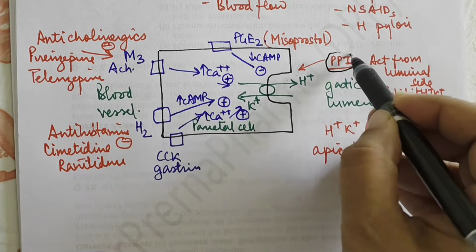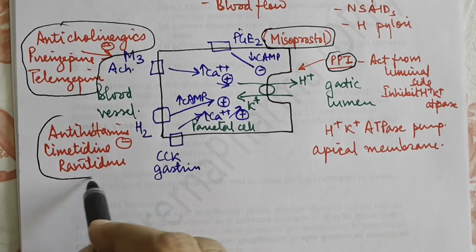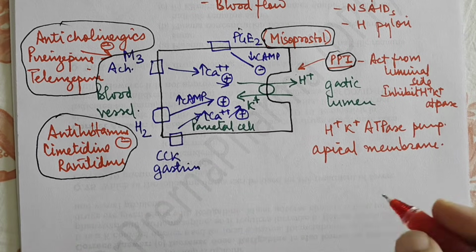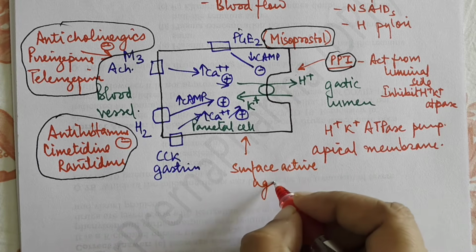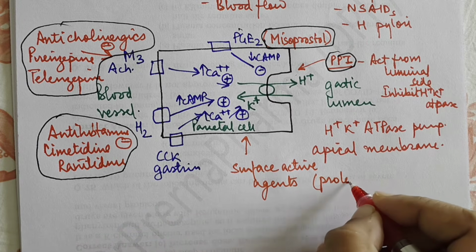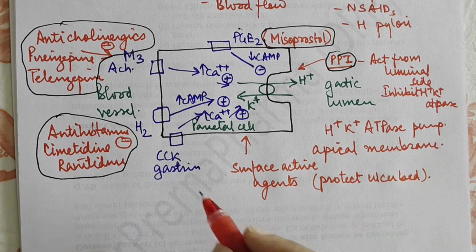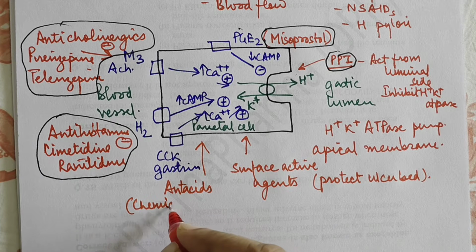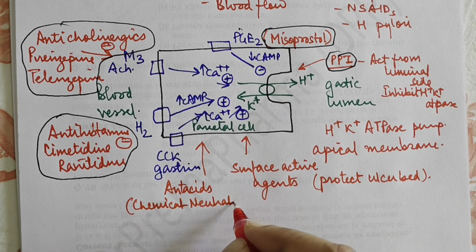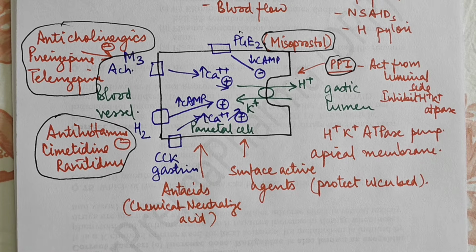So what all is there here? PPI, misoprostol, anticholinergics, antihistaminics. After that there are some surface active agents. Some surface active agents which protect the ulcer bed. Okay. So we have some surface active agents, and we also have antacids. So antacids basically by chemical action neutralize the acid. So these are various drugs which are acting in the treatment of gastric ulcer.